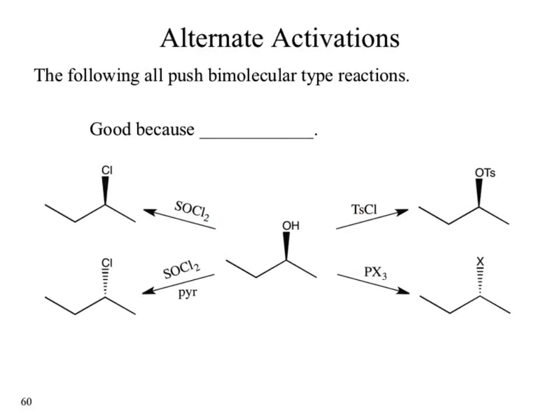There are other activations. We'll talk about these in second semester. Okay? We can run with thionyl chloride in a couple different conditions. We can run with TsCl. TsCl is just a fancy term for tosyl chloride. And PX3, phosphorus with chlorines or bromines. All of these ultimately change the reactivity of the alcohol. They convert them into a different functional group, which allows me to do different chemistries. What becomes more interesting about these than on the previous slide?